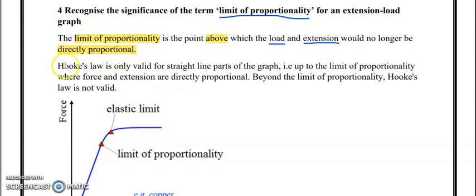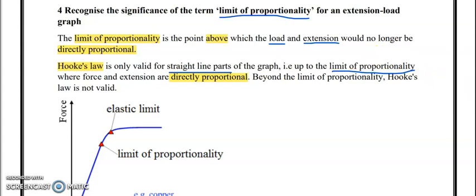So basically, Hooke's law is only valid for straight line parts of the graph, that is, up to the limit of proportionality. Beyond the limit of proportionality, Hooke's law does not apply. Beyond the limit of proportionality, the force and extension are no longer directly proportional. They are no longer increasing by a magnitude which can be connected mathematically.